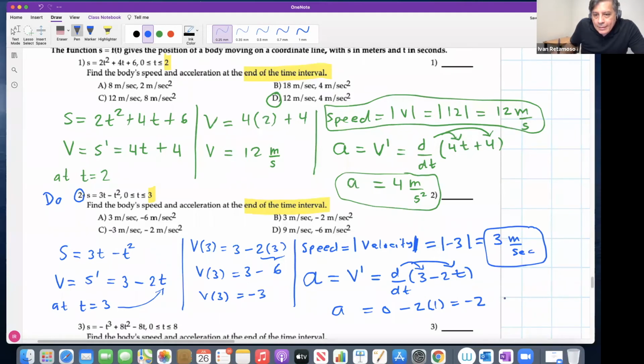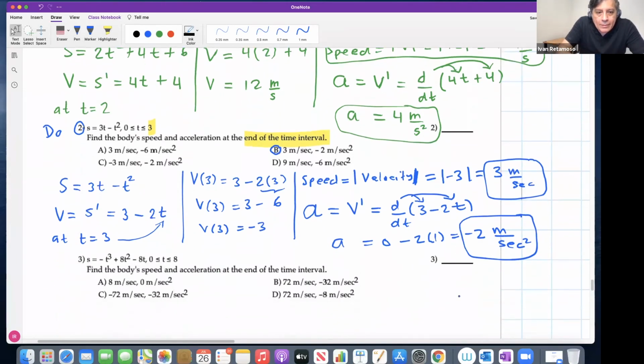In the end, attach the units, meters per square second. That's how you measure acceleration, right? Meters over square second. So this is telling us that the answer for this question number 2 should be just this guy, right? 3 meters per second speed, acceleration minus 2 meters per square second. Okay, great. All right, so this was one application.